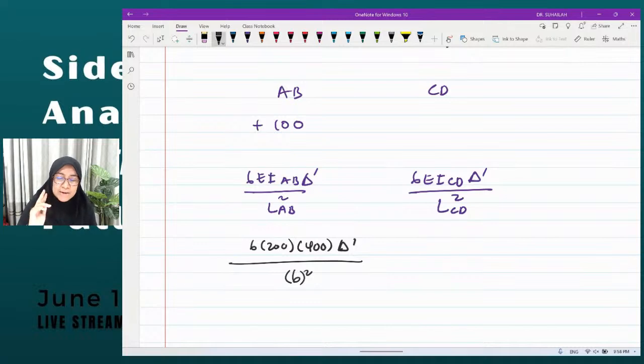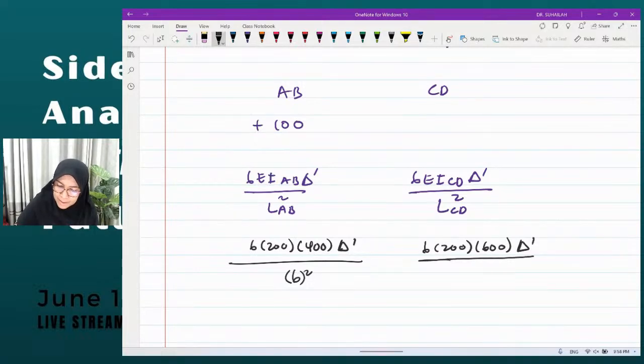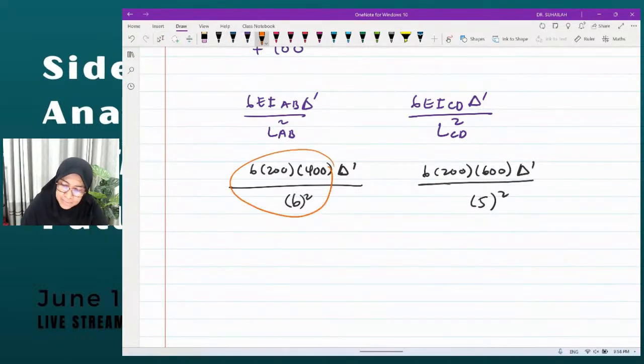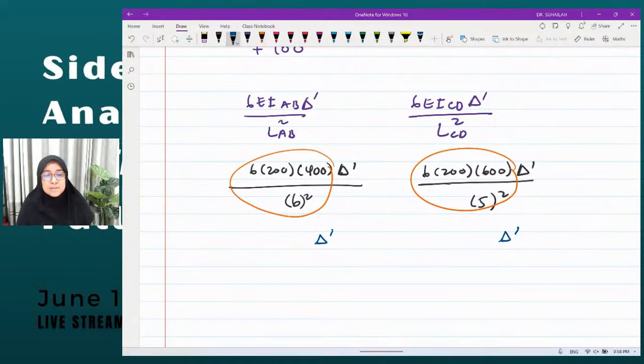And substitute also the formula for CD. We want to find the ratio. 6 times 200 times 600 delta prime, and here it is 5 squared. So find the value in terms of delta prime. Calculate this and also this.